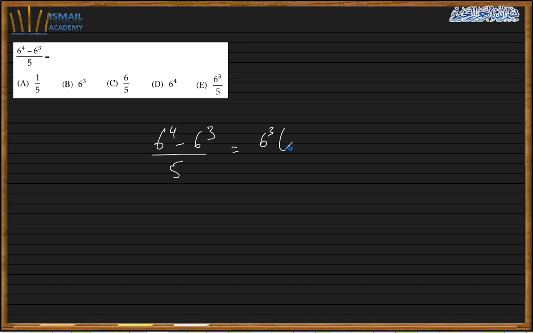Factors. 6 cubed, so it's going to be 6 minus 1 over 5, which is going to be 6 cubed times 6 minus 1, which is 5, over 5. Then you cancel the 5, so it's going to be 6 cubed. And B is my answer.